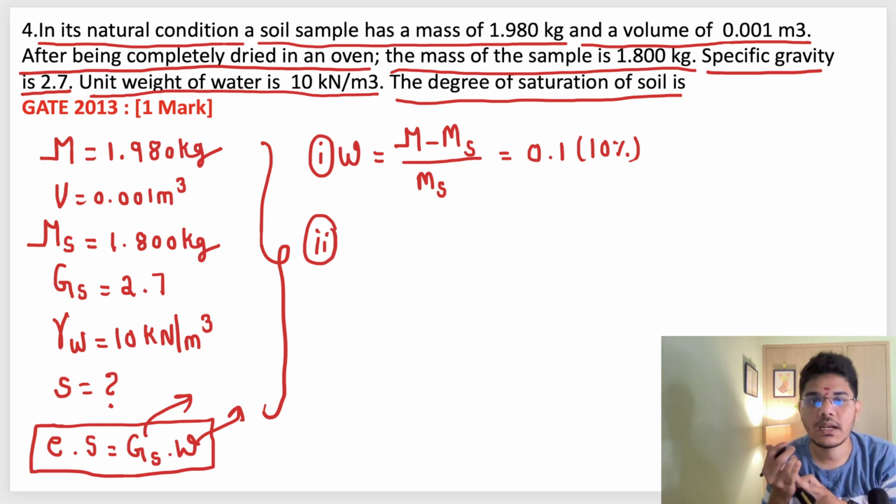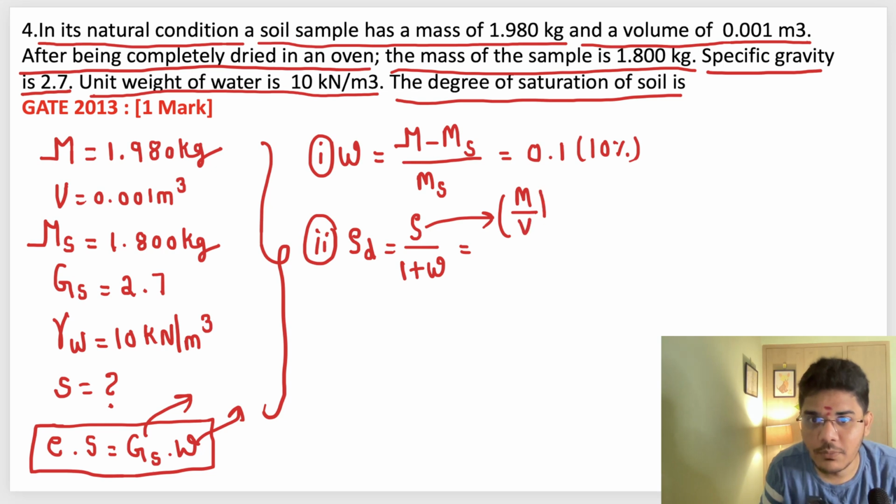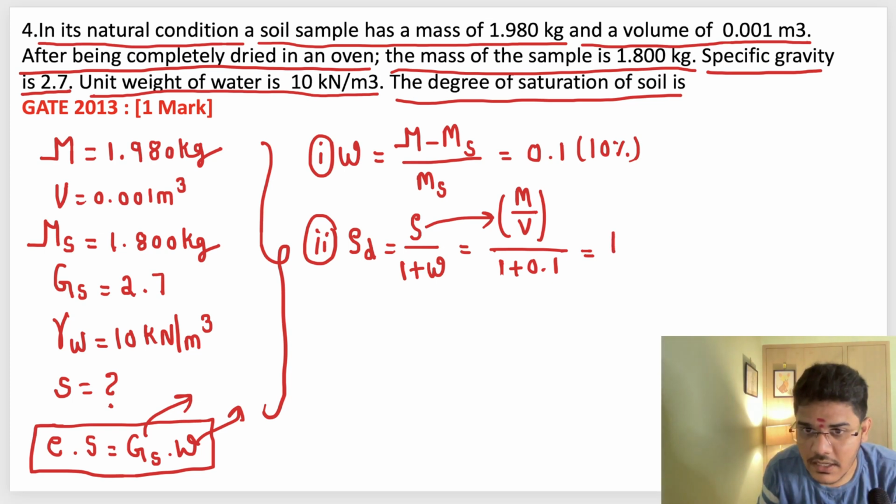What is the second one? So second we have to calculate dry density. Dry density we can calculate very easily. Dry density is equal to bulk density divided by 1 plus water content. This bulk density is nothing but total mass by total volume, by 1 plus 0.1. So total mass, I am directly substituting, 1.980 divided by 0.001. This is coming around 1980 kg per meter cube divided by 1 plus 0.1, that means 1.1. So this is coming around 1800 kg per meter cube.